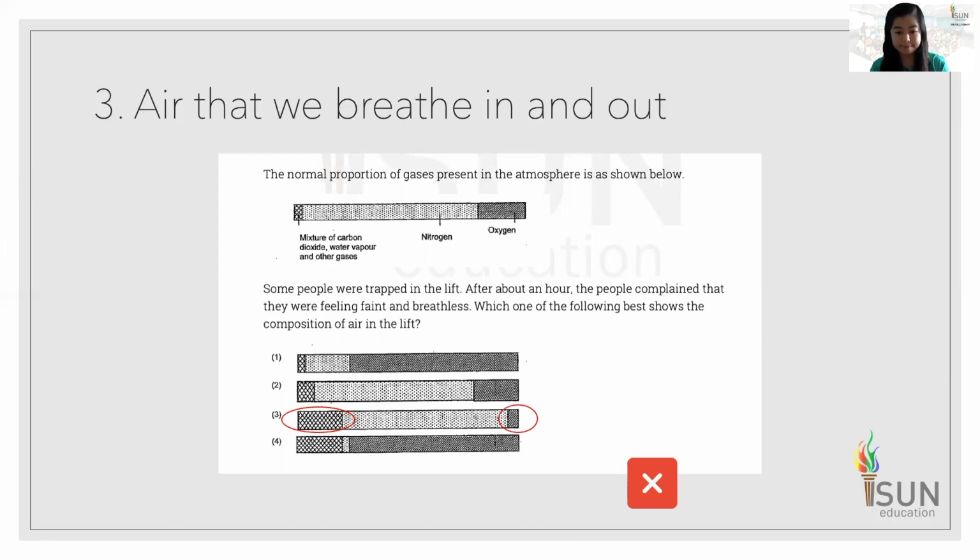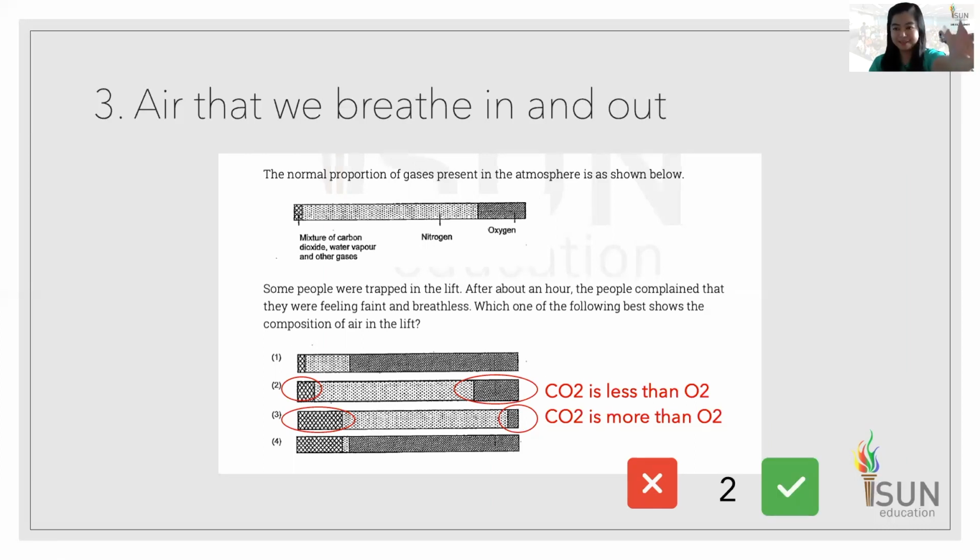Look carefully at this diagram. You can see that carbon dioxide percentage becomes more than oxygen, which is not true. We just learned about it, right? Okay, the carbon dioxide will increase, but no matter how it increases, it will be less than the oxygen. And so the correct answer is number 2. If you got it correct, congratulations. If not, congratulations as well because you're learning from this video.